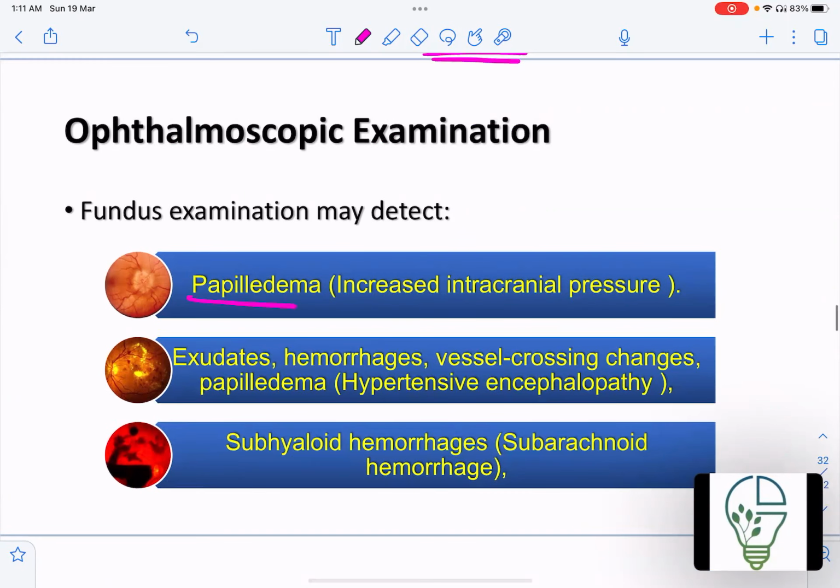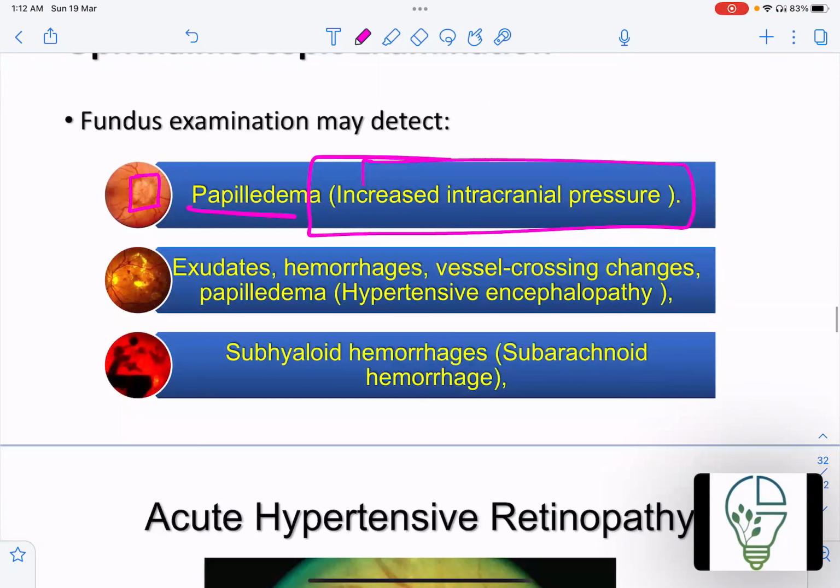For example, papilledema, the fundus, the optic disc basically becomes pale. This is usually due to an increase in intracranial pressure, meaning there could be a tumor, a mass, herniation, anything that leads to an increase in the CSF, etc. This causes an increase in intracranial pressure that leads to papilledema.